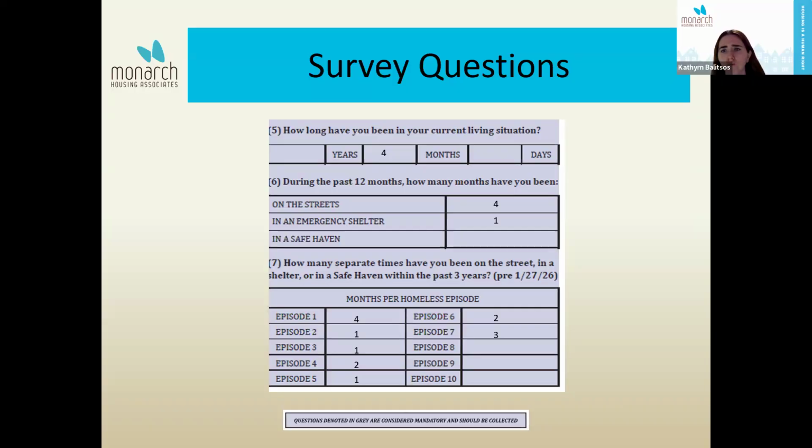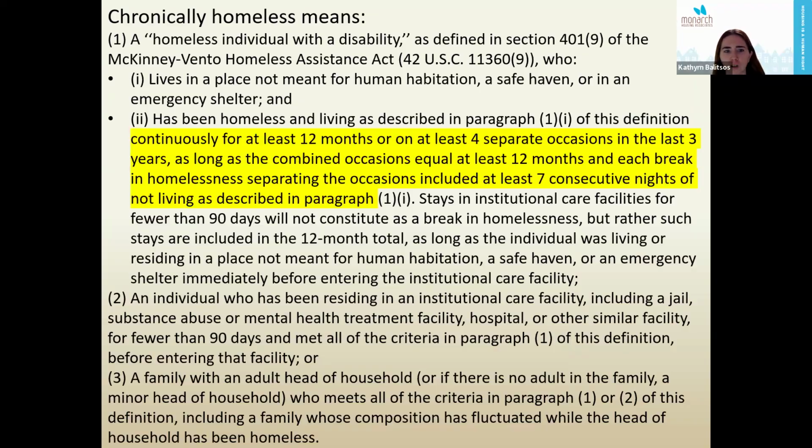Okay. So this I'm just going to go through really briefly. This will just be there on the slides. This is just what chronically homeless means. These are the definitions by HUD.